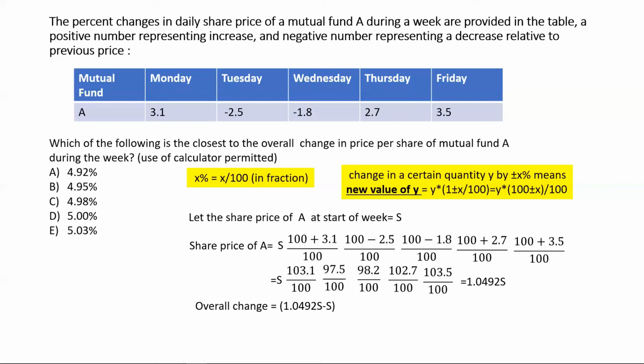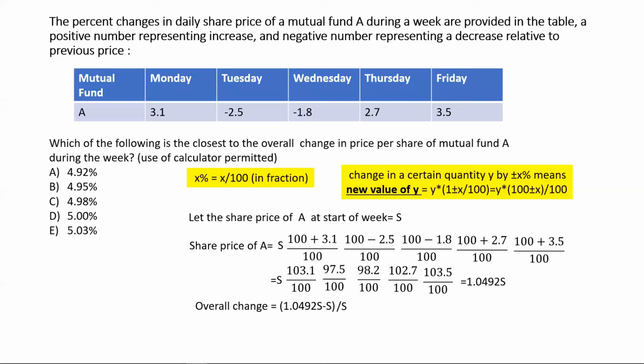So it's an increase, right? Because of course, 1.0492S means it's increased. It's more than 1, right? So how much is the increase? Well, the increase is 1.0492S minus S. And this is the absolute change. So if we have to do the relative change, we have to divide this by the starting price, or the price at the start of the week, which was S, right? So this is the relative change.